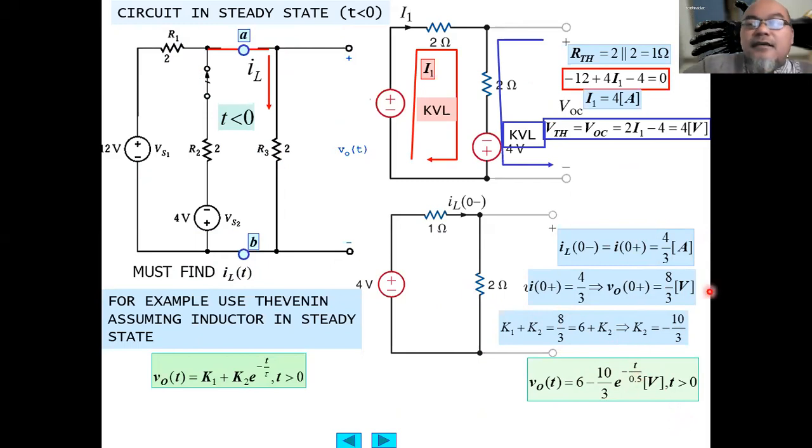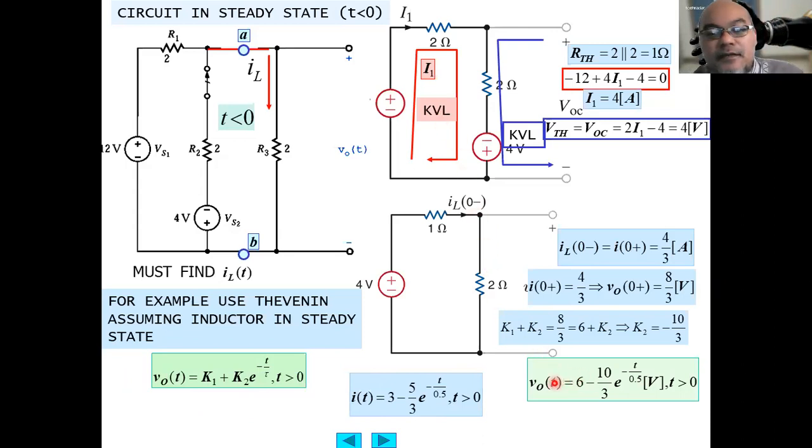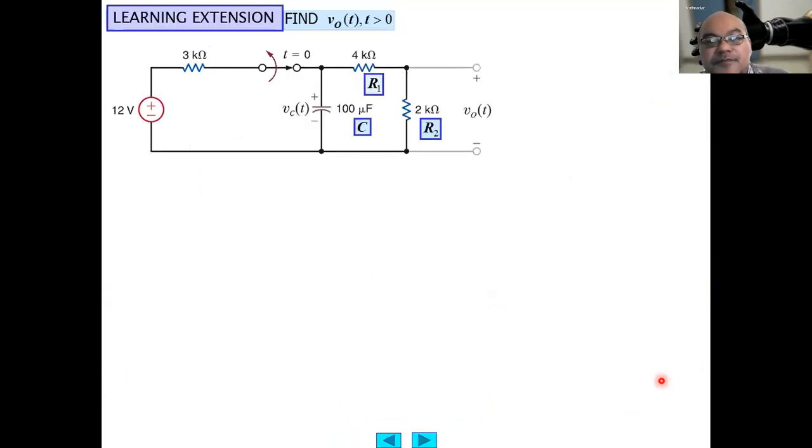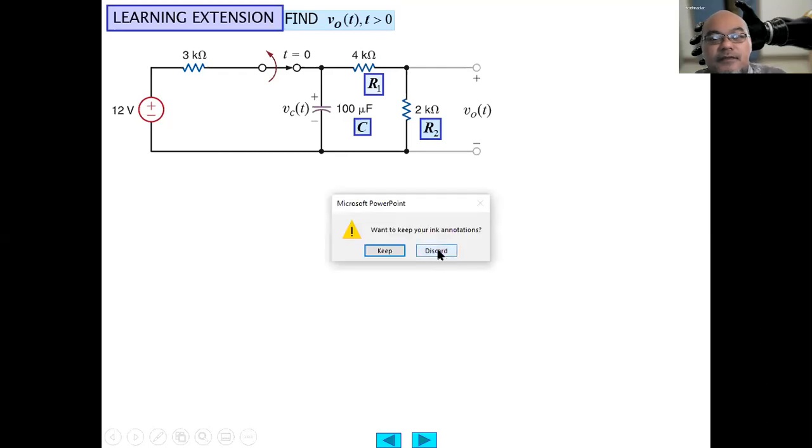In this case, the difficult part is to find the initial condition, such that we can calculate K2, the constant of the transient. So from here, we can obtain the current also, divided by 2: 3 minus 5/3 exponent minus t over 0.5. This is something also the same, so I will skip this running extension.